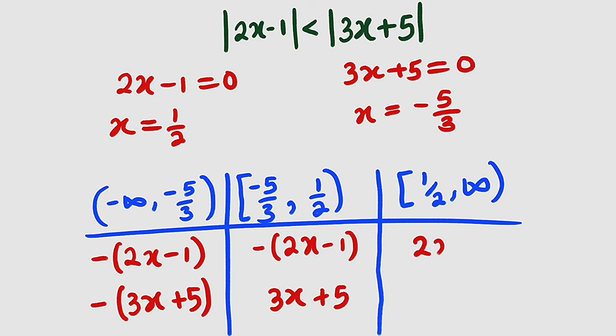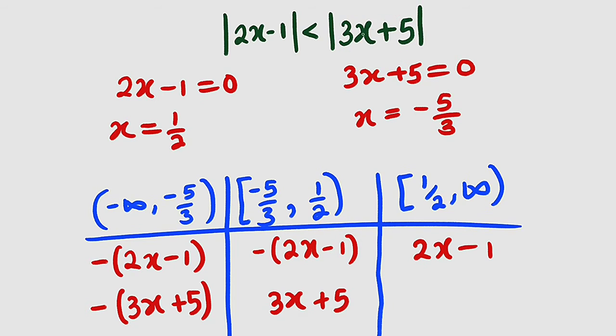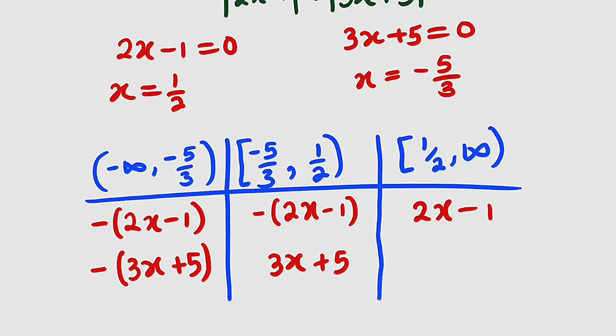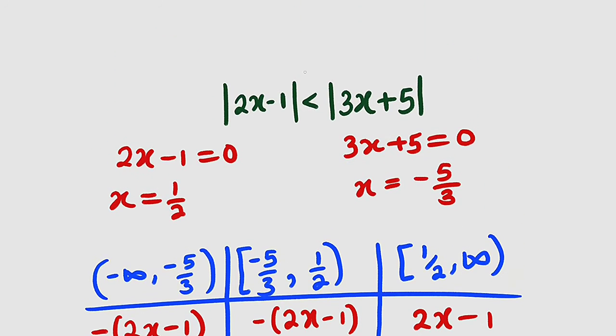So we have 2x minus 1. And this one as well, if you plug in 2 here, 2 times 3 is 6, and 6 plus 5 is 11, which is also positive. We have 3x plus 5. And you can see that the inequality is less than type. So we are going to solve these three inequalities.